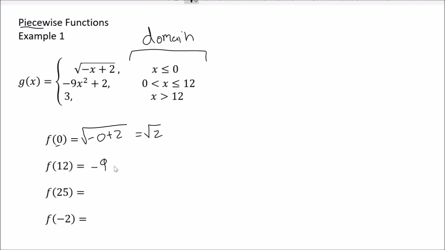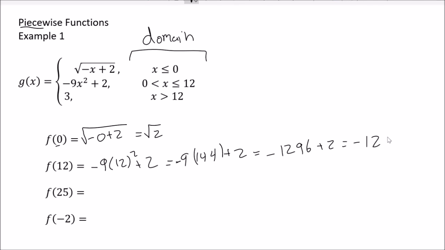So -9 times 12 squared plus 2. Okay, we know that 12 squared is 144. So we get 9 times 144. Oops, looks like I forgot the negative. Plus 2. So 9 times 144 gives us 1,296. So -1,296 plus 2 gives us -1,294. All right, what about the next one?